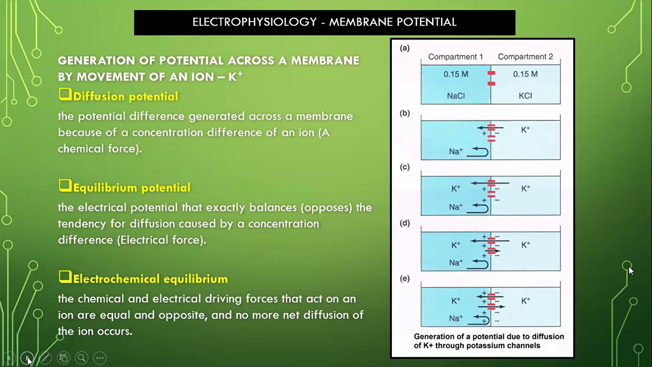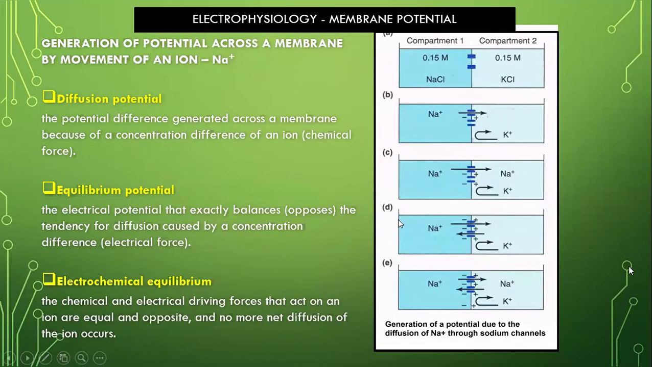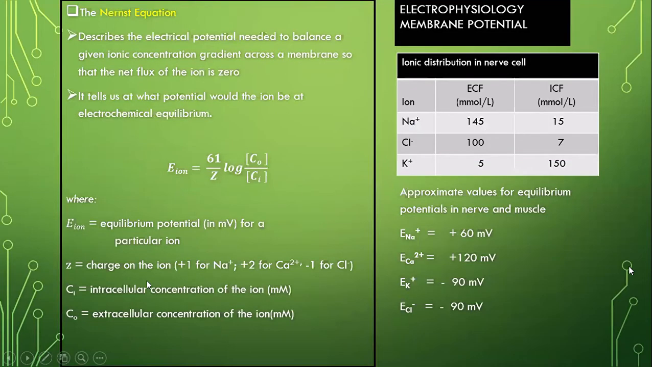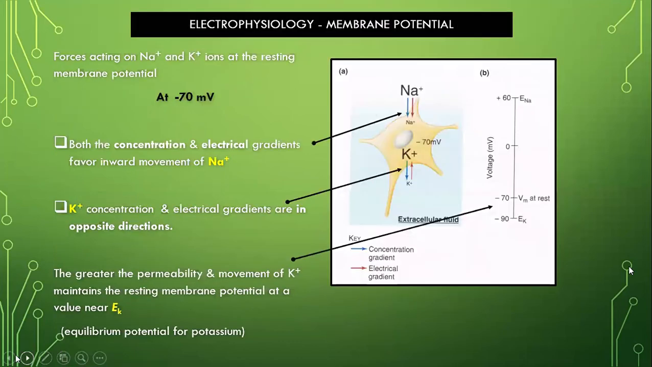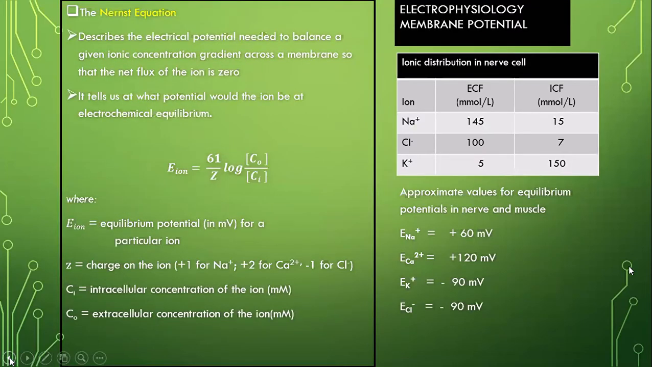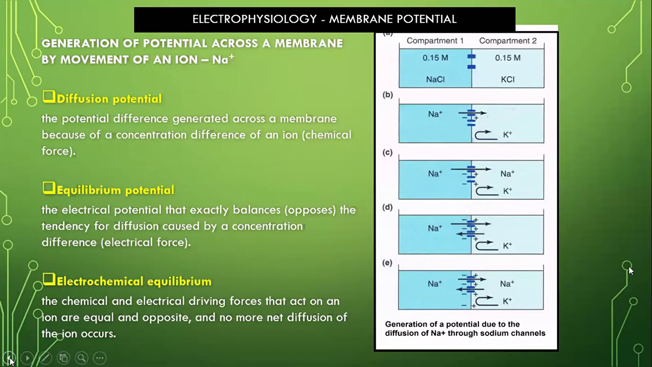Diffusion potential is the potential difference generated across a membrane because of a concentration difference of an ion, a chemical force. Just like what I have shown you. Generation of a potential due to diffusion through potassium channels. Compartment one, sodium chloride, and this one is potassium chloride, compartment two. Now, sodium can go to compartment two, but potassium cannot.